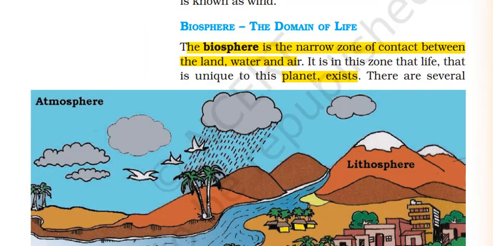Now let us think in this way. If you only have atmosphere, life is not possible. If you only have lithosphere, life is not possible. And if you have only hydrosphere, life will not be possible. It is the combination of all these three factors which happens to be the most important. So it is the narrow zone of contact between the land, water and the air, and life exists in this zone. It is known as the biosphere.